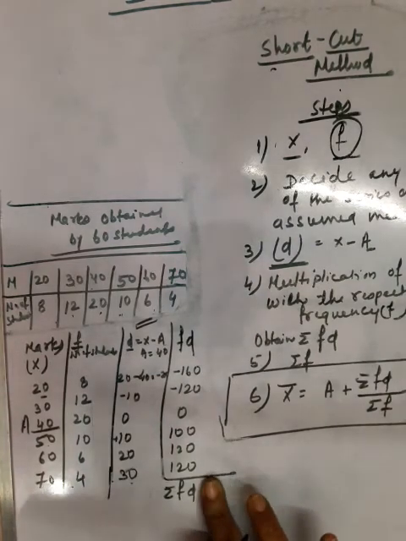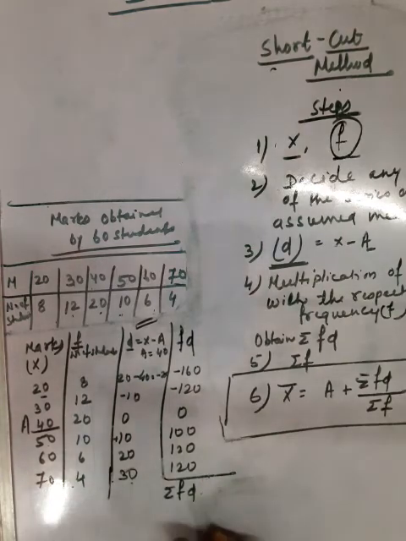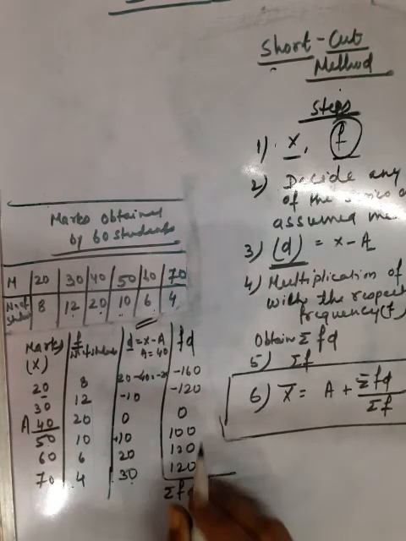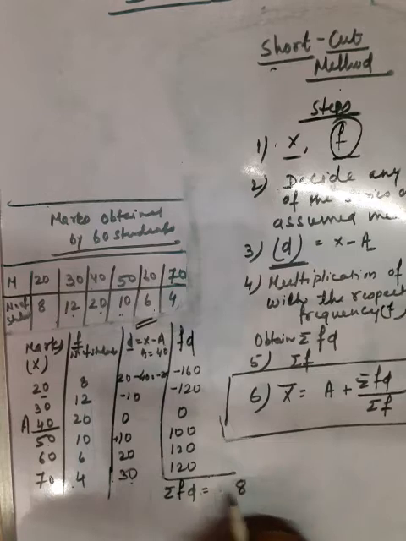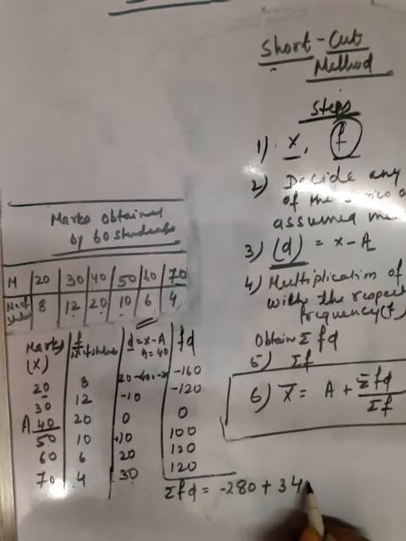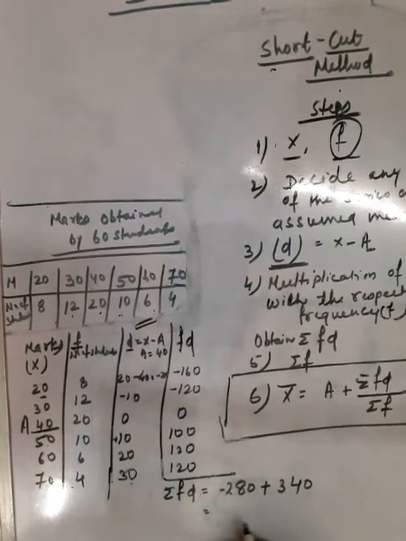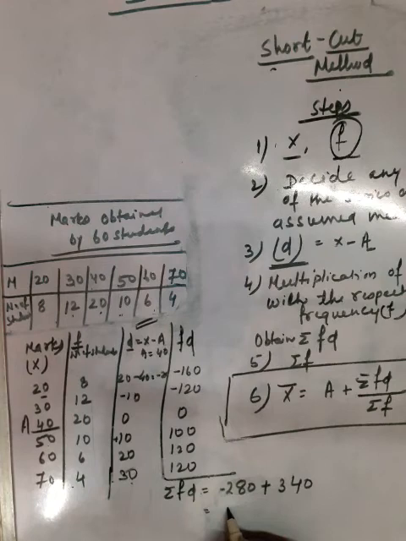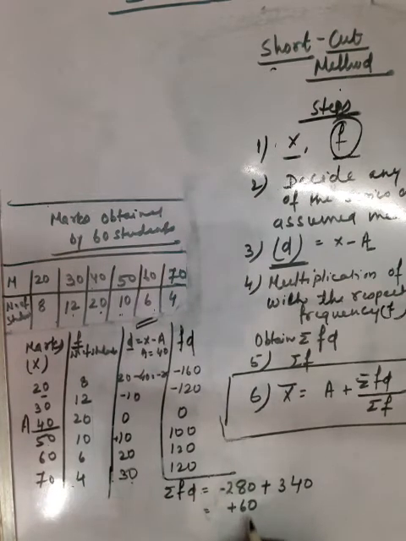Sorry, the calculation is wrong, I am doing it again. Okay, that is 280 plus 340, then plus minus, that is plus 60.